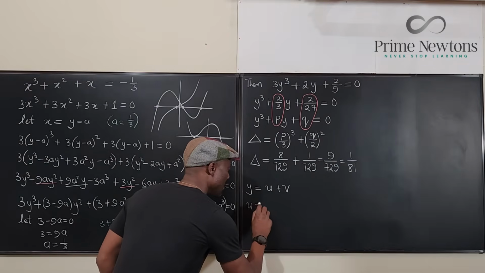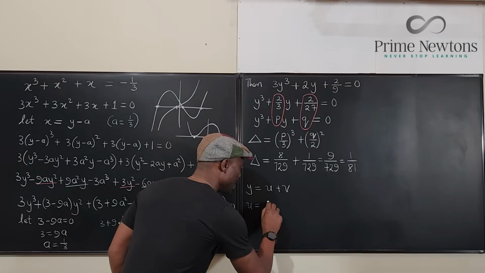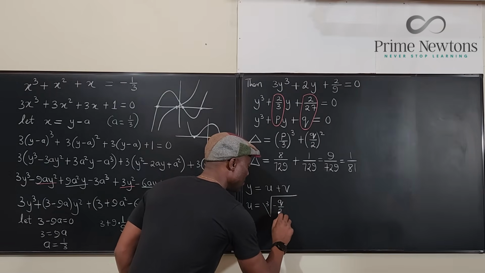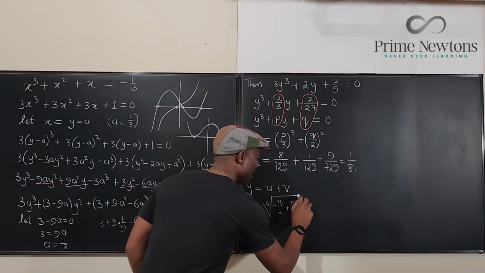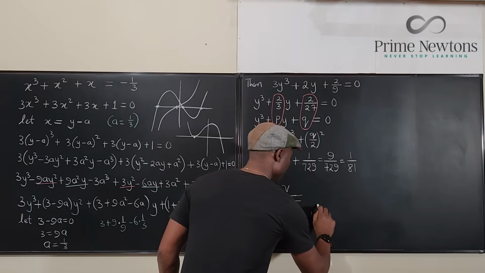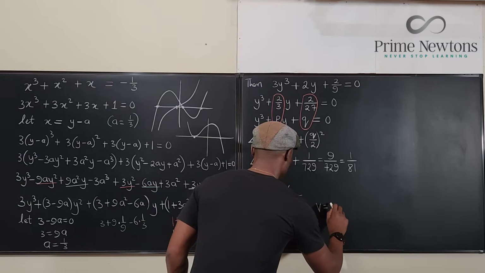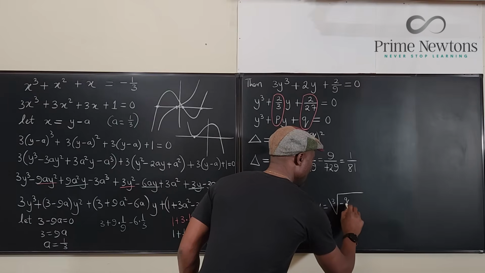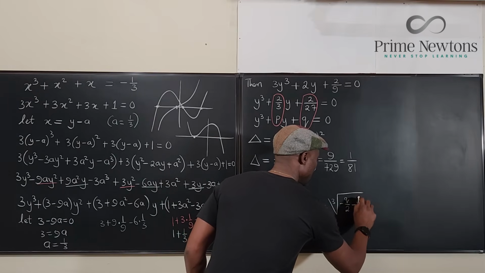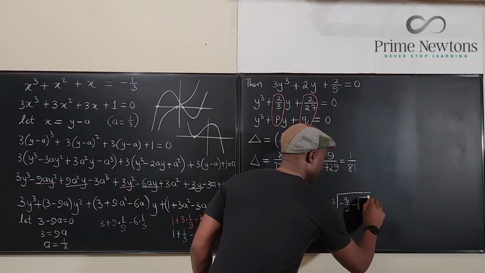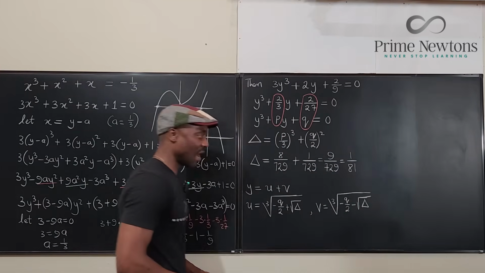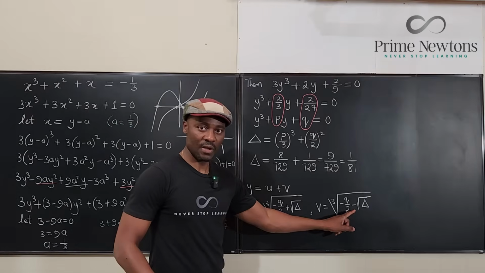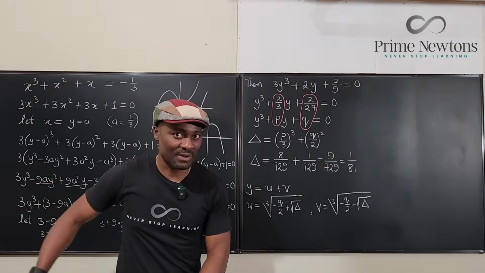U is equal to the cube root of negative q over 2 plus the square root of the discriminant. V is equal to the cube root of negative q over 2 minus the square root of the discriminant. Do you see how easy it is? Once you have found this, you just need to remember this, change the sign on the other one. So it's more like the plus or minus of a quadratic equation.